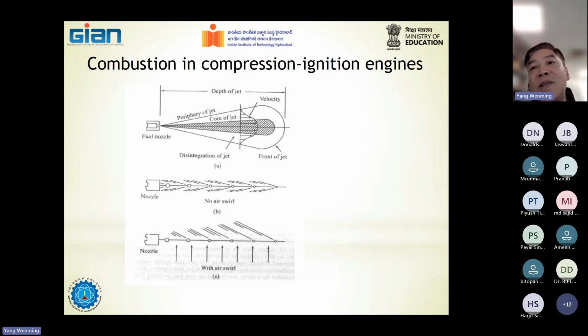That is why, in the video I just showed you, a strong swirl is formed in the combustion chamber. You can design the intake valve so that the intake air enters the cylinder along the tangential direction, thereby forming a swirl. This swirl is important for these engines because it can help to improve the fuel mixing process and enhance the combustion process.